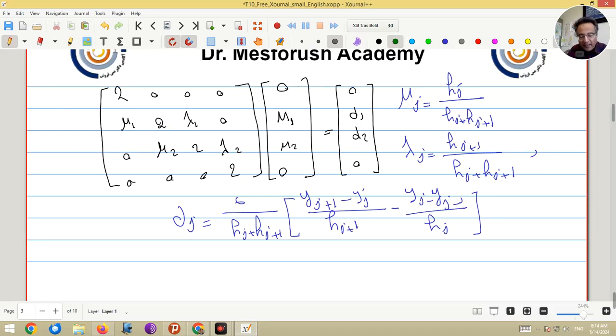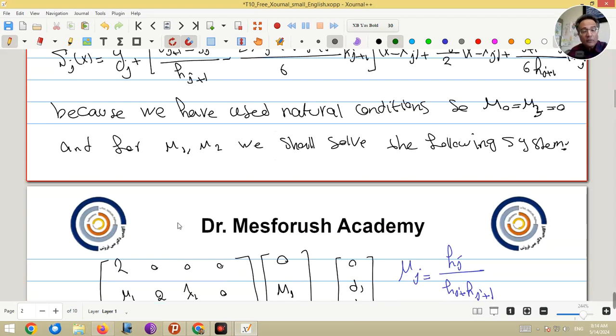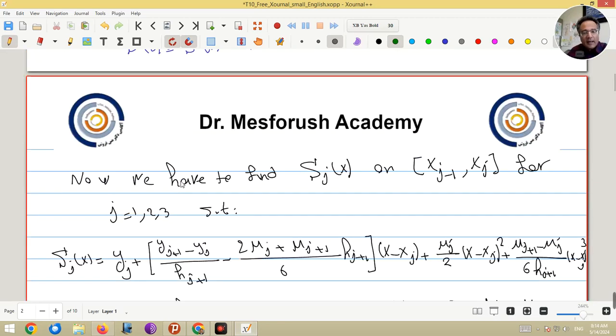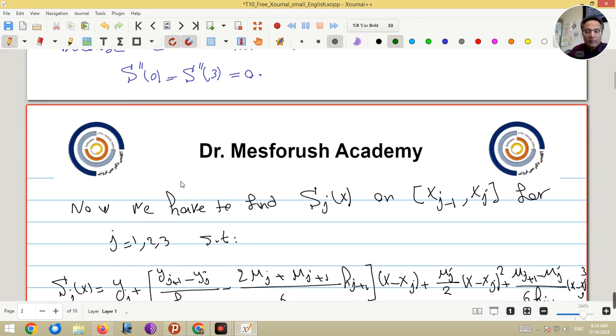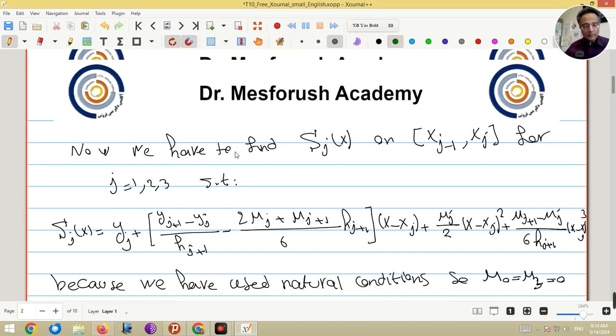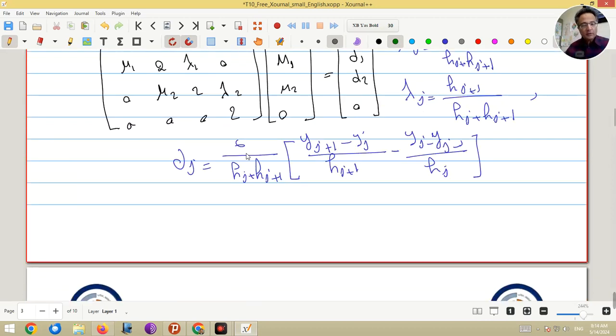I know that h_j equals h_{j+1} equals 1, because we know that h_{j+1} is x_{j+1} minus x_j. And here, because we have nodal points with equal distance, h_j equals h_{j+1} equals 1. Okay, now let me compute some materials.